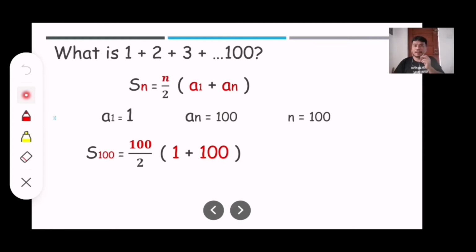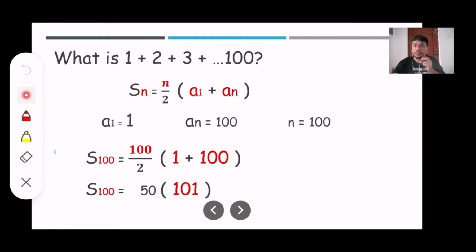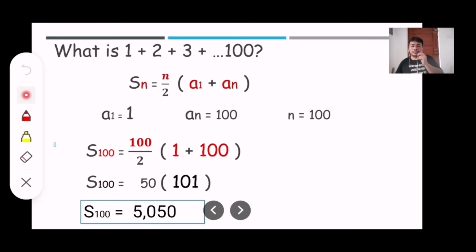As simple as that. If we divide 100 by 2, that is 50. If we add 1 and 100, that is 101. Last thing to do is to multiply them. 50 times 101 gives us 5,050. As simple as that. Given si first term, given si last term of an arithmetic sequence, ito yung shortest way. Madali lang naman. Kaya talaga nating malaman ang sum ng numbers 1 to 100 if we know the formula.